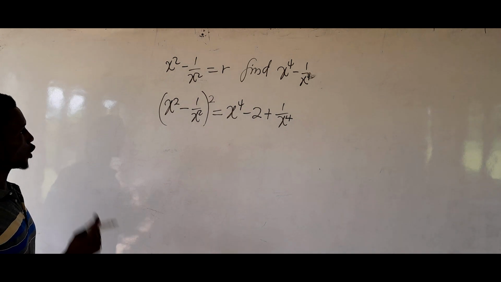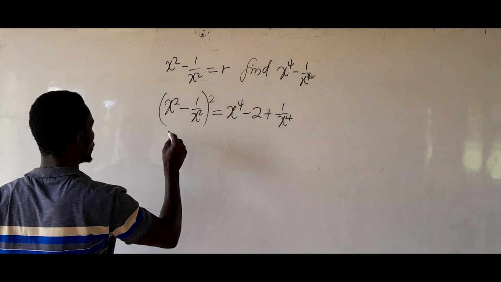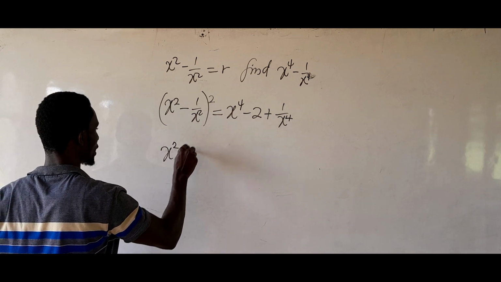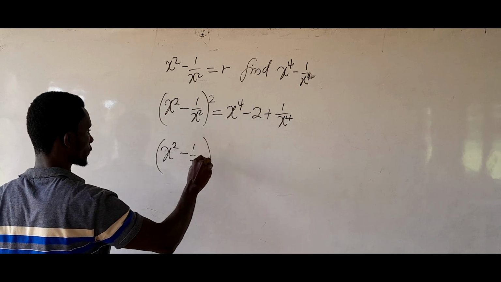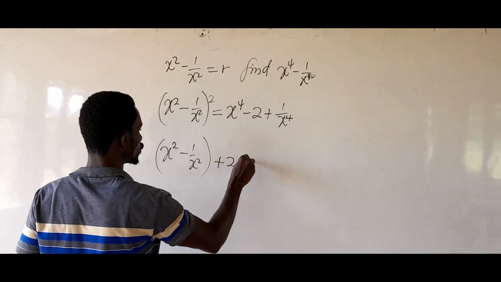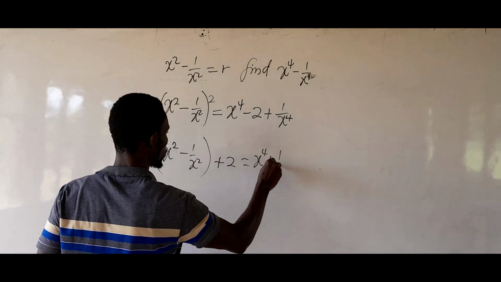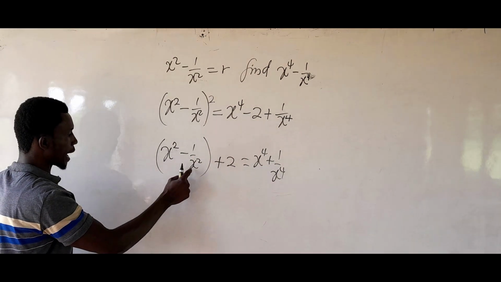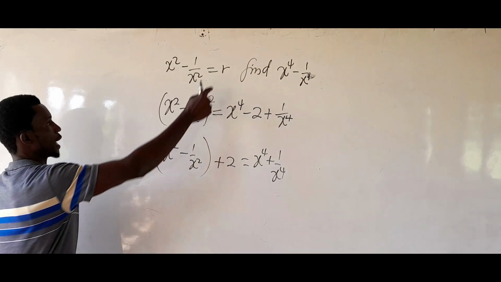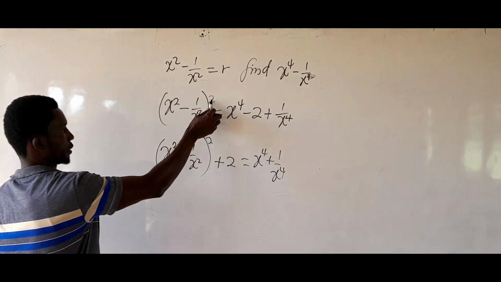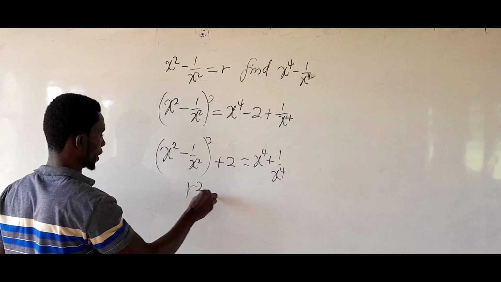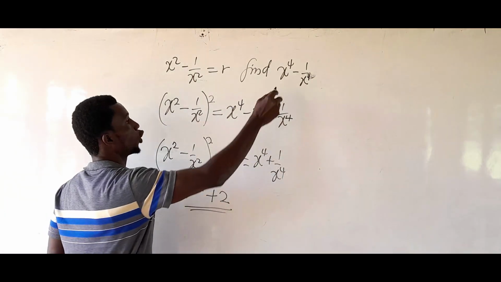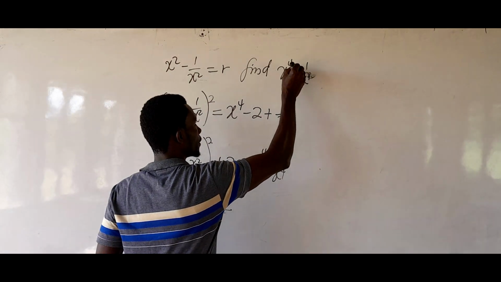Good. So what we have is x squared minus 1 over x squared, all squared, equals x to the power 4 minus 2 plus 1 over x to the power 4. This minus 2 will come to the other side as plus 2, giving x to the power 4 plus 1 over x to the power 4. And x squared minus 1 over x squared is what? r. And r is squared here. So we get r squared plus 2, which is equal to x to the power 4 plus 1 over x to the power 4. So here is supposed to be plus.